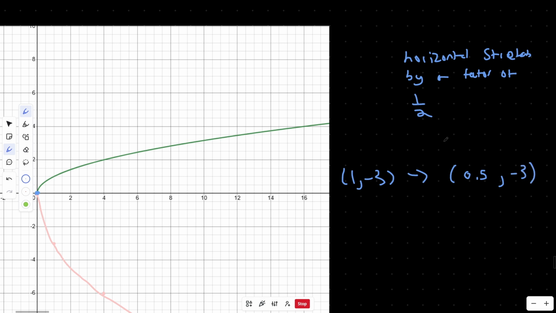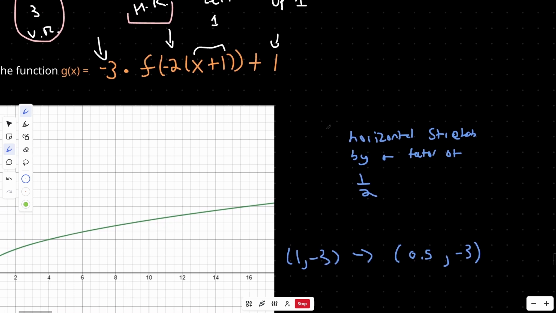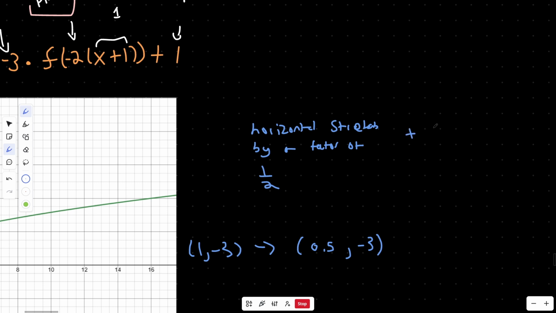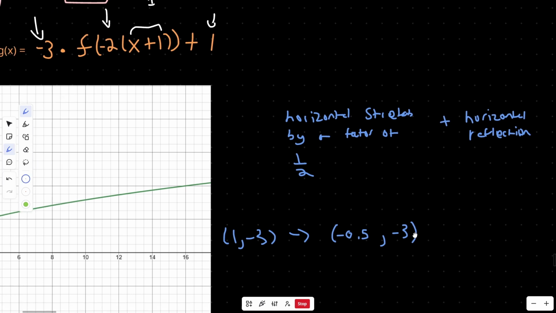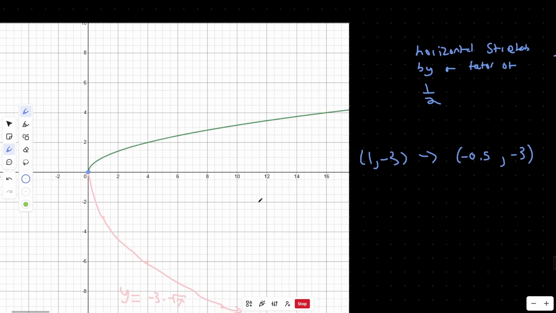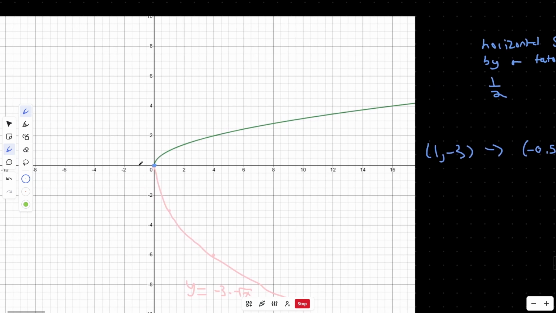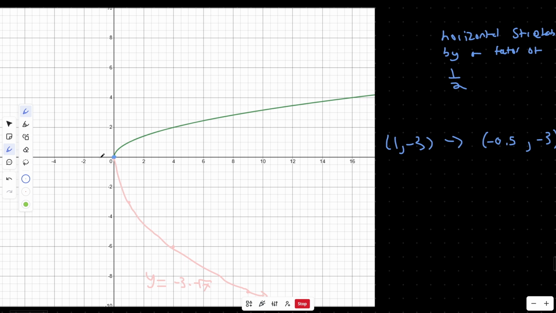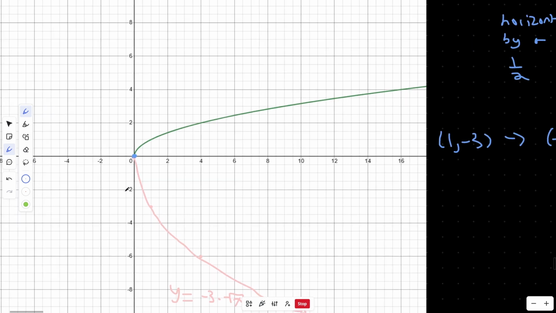And since we're reflecting as well, it's a horizontal reflection. Let me write that in. It's a horizontal reflection, where we're going to reflect across the y-axis. So it's going to be negative 0.5, negative 3. So we can actually draw that point in. That's going to be at negative 0.5 and negative 3. That's going to be somewhere right there.